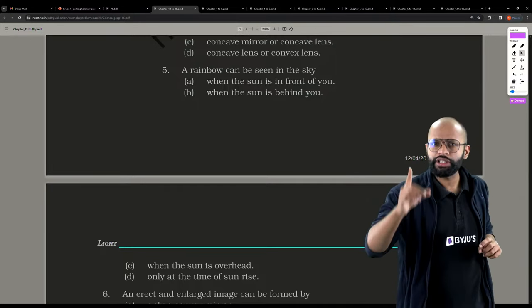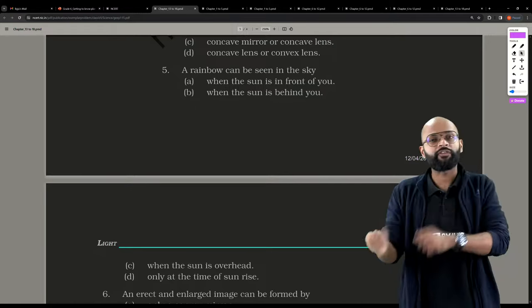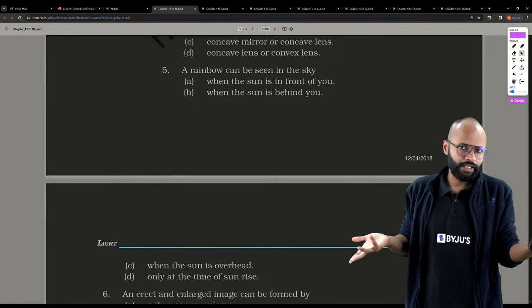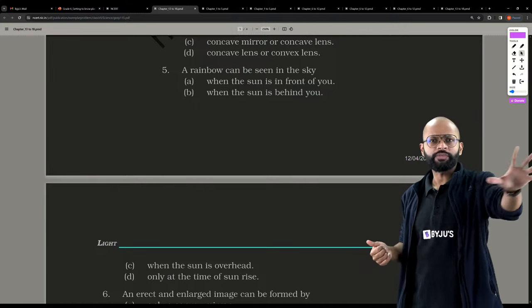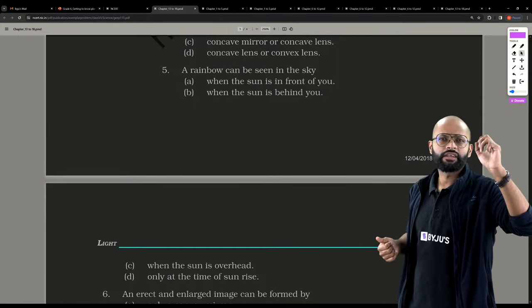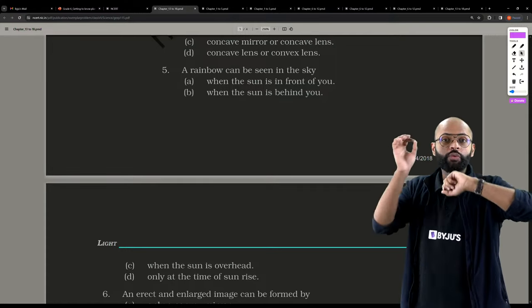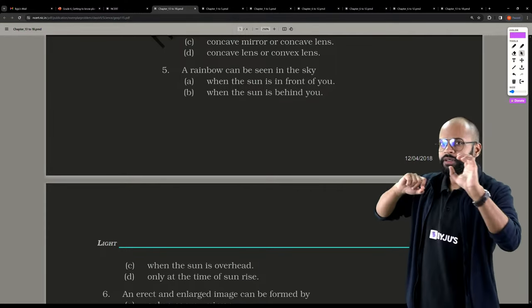Kaun karta hai dispersion? The device which can disperse white light. The device which can perform dispersion is a prism. In a way, the most common device we know is the prism, right? So a prism can perform dispersion. हवा में कौन सा प्रिज्म आ गया यार? वॉटर ड्रॉपलेट्स. The water droplets are acting like a prism over there. ओके, अब इसके अंदर क्या होता है?